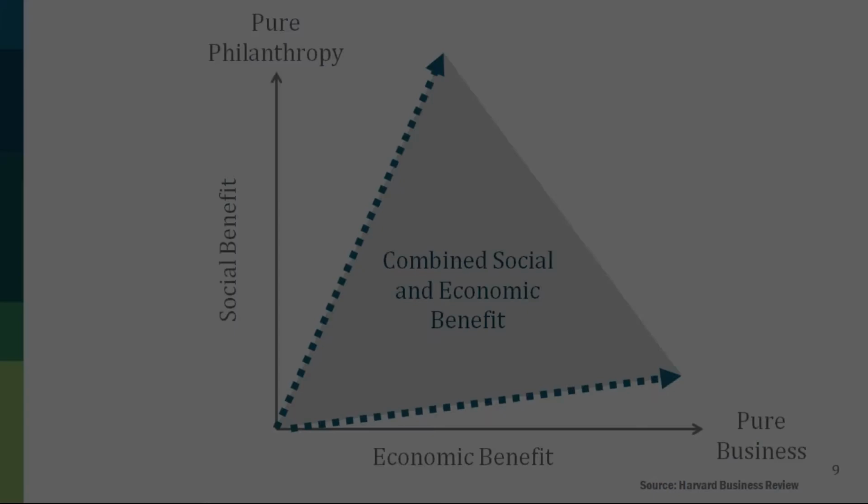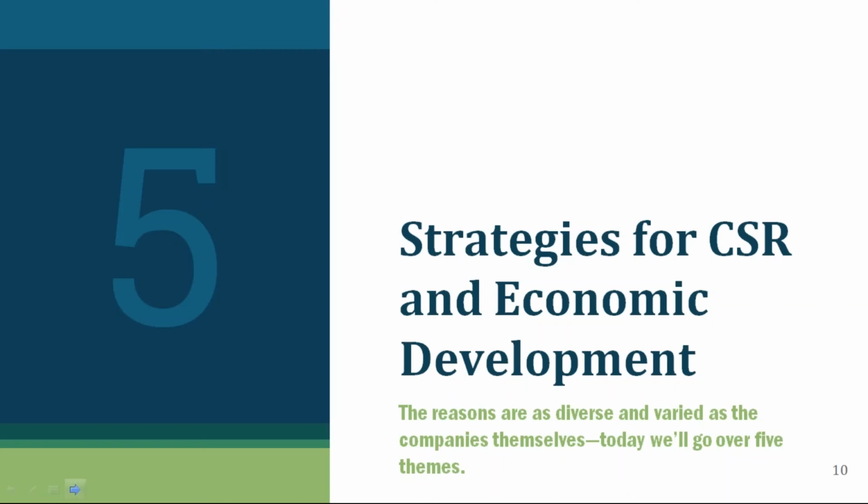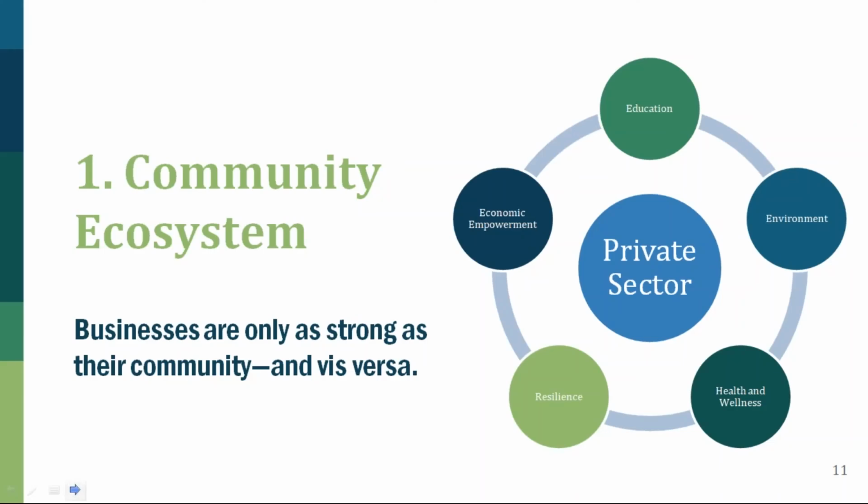That's spot on, Alec, and I think we're about to talk about some of these strategies for CSR and the intersection of economic development. So in a shared value model, why do companies engage in CSR? One is, first, everything in the community is tied together. Businesses, as we know, are only as strong as the community, and vice versa. There are also issues tied to each other. For example, and Alec mentioned some of these, a child will have trouble succeeding in school if they go hungry.